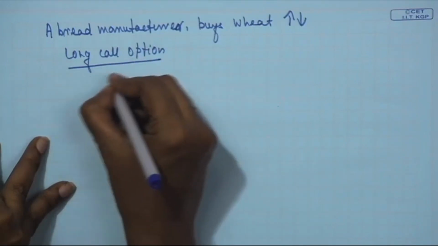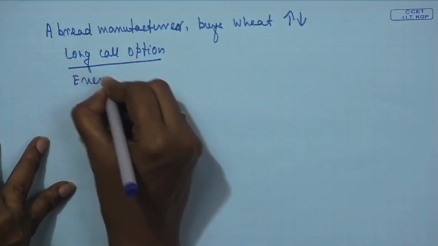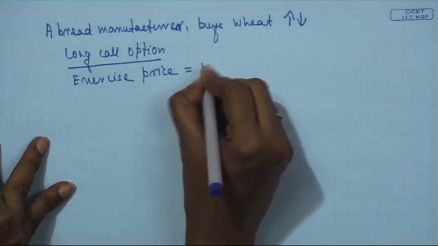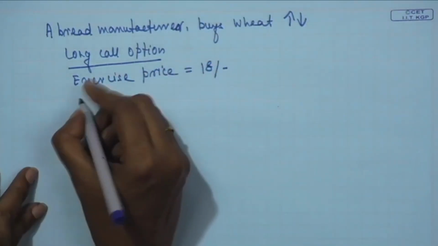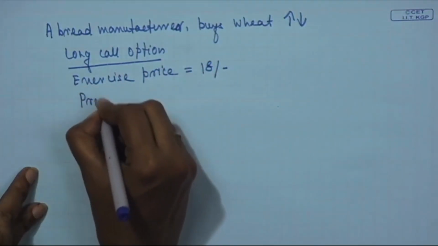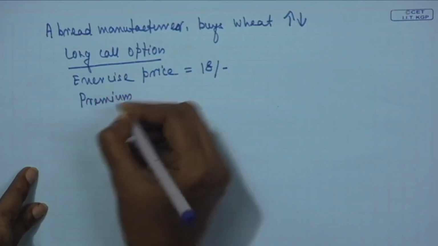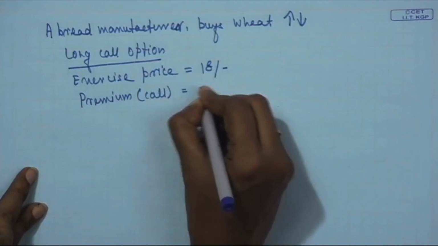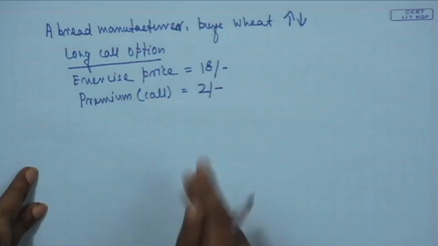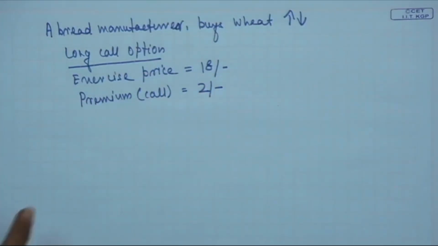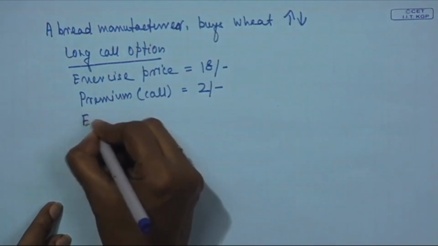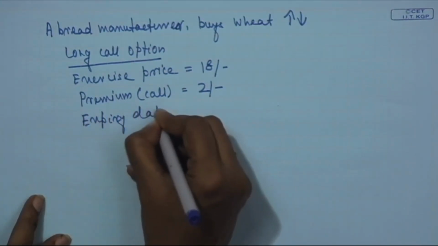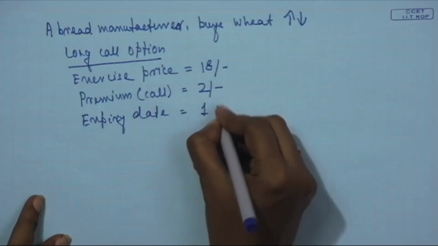What price? The exercise price is 18 rupees. For taking this exercise, it pays a call premium of, let's say, 2 rupees. Now the expiry date is, let's say, 1 month from today.